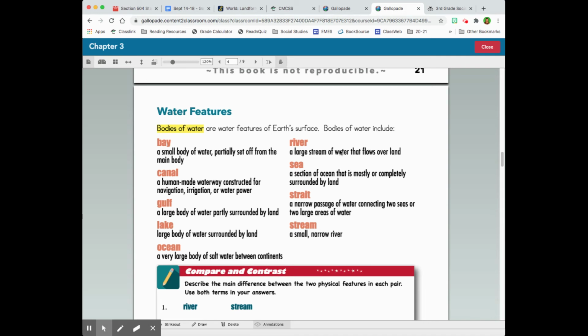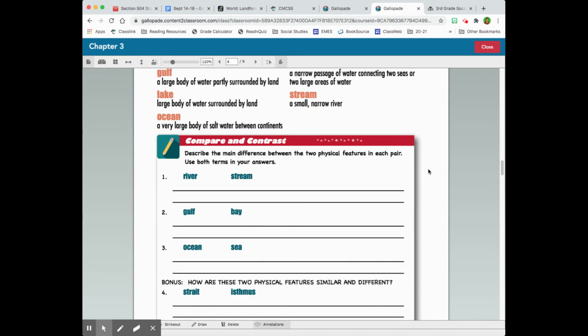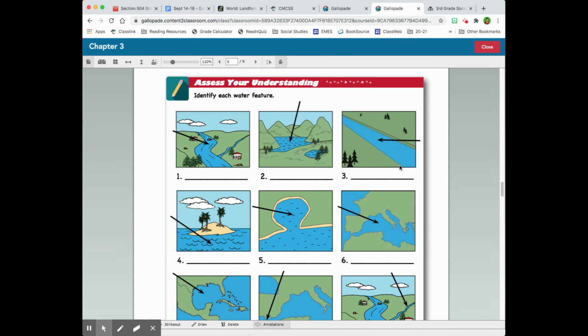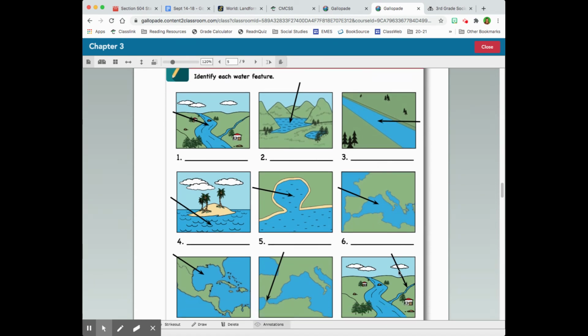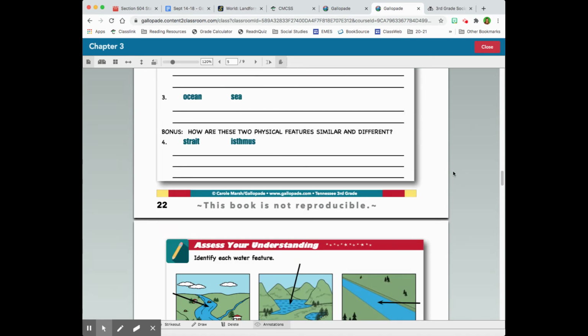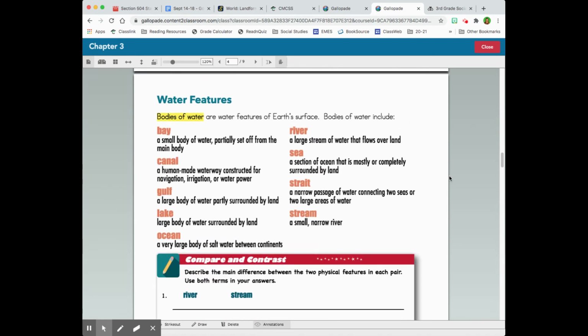It's a large stream of water that flows over land. So I know what a river is. I've seen a river. I live by the river. So I see this and this. They both look like rivers to me, and so does this one. So I'm having a little bit of a difficult time. Now, because I know what this one is, what I should do is go ahead and look and see if I can find the definition for that one.